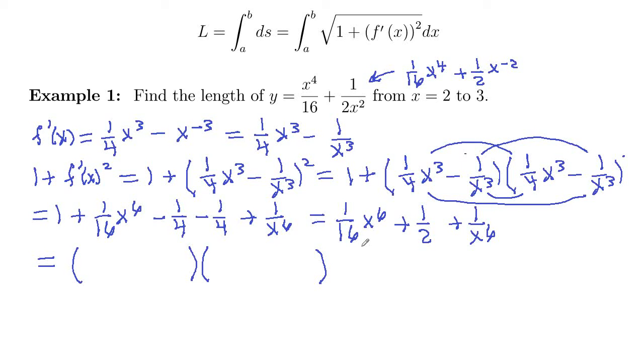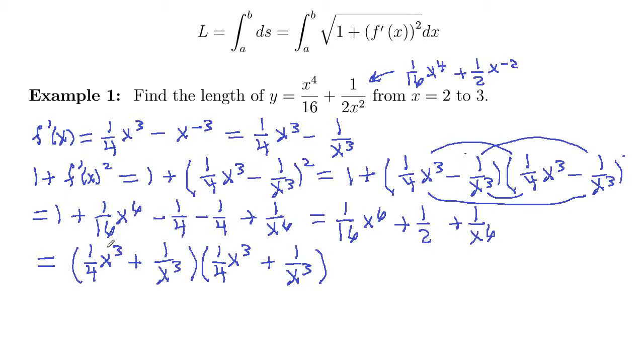First terms have to multiply to give 1/16 x to the 6th, so square root of 1/16 is 1/4. I'll have a 1/4 here. Square root of x to the 6th is x cubed, and x cubed. And then inner and outer terms are positive, so plus, plus. And then last terms have to multiply to give 1 over x to the 6th, so 1 over x cubed, 1 over x cubed. Square root of x to the 6th is x cubed.